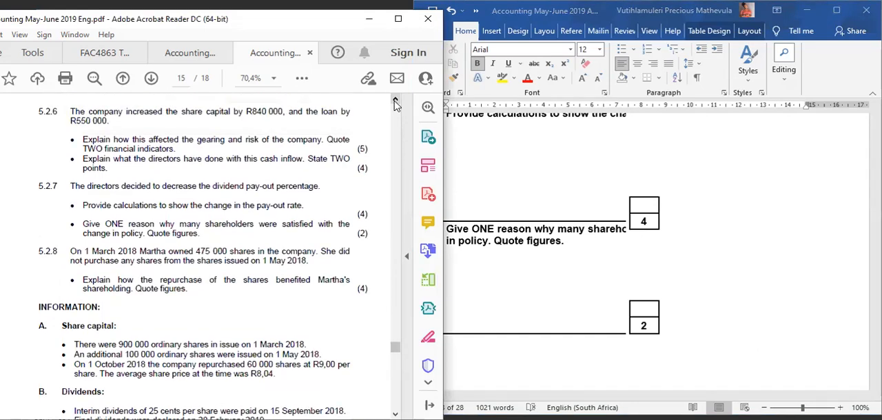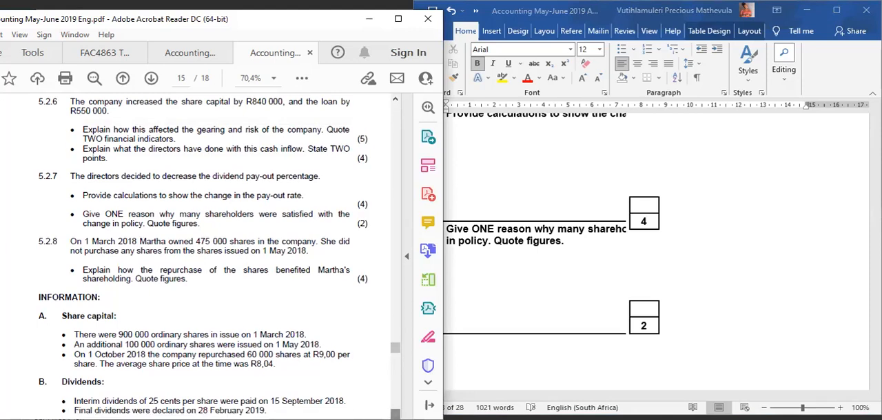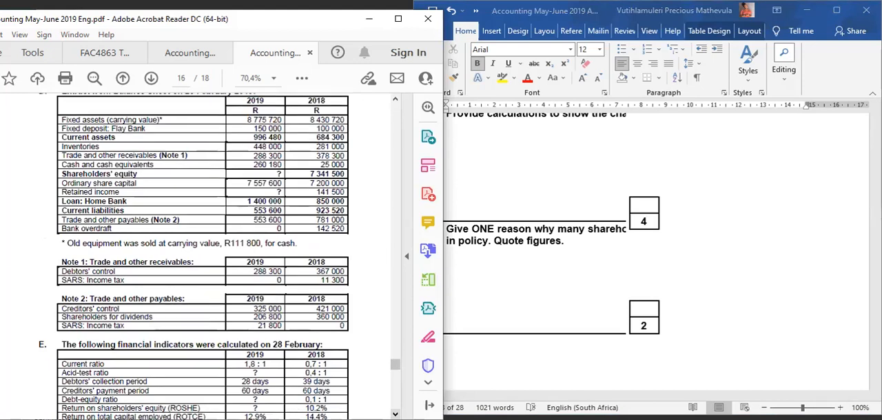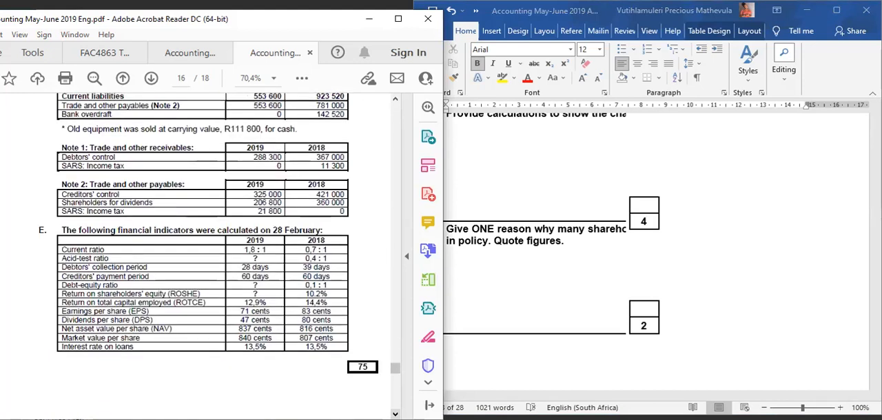The directors decided to decrease the dividend payout percentage. Provide calculations to show the change in the payout rate, and give one reason why many shareholders were satisfied with the change in policy, quoting figures. So the directors decided to decrease the dividend payout percentage, and now you have to calculate it. We have dividends per share. Dividends per share in 2018 was 80 cents, and right now they are 47 cents.